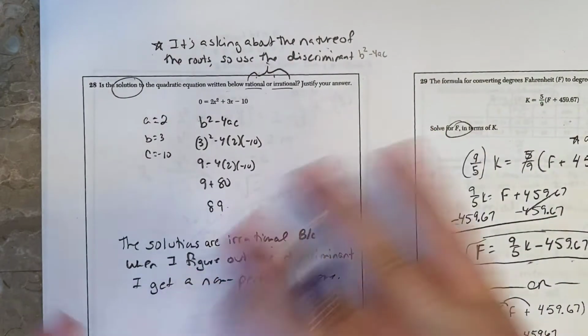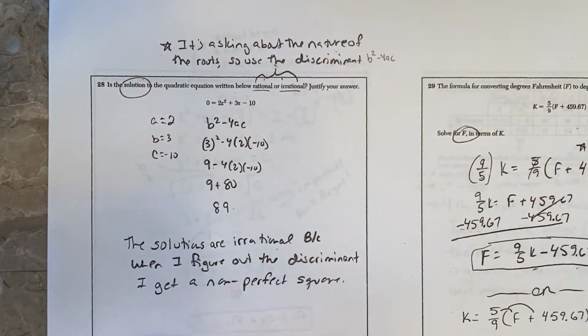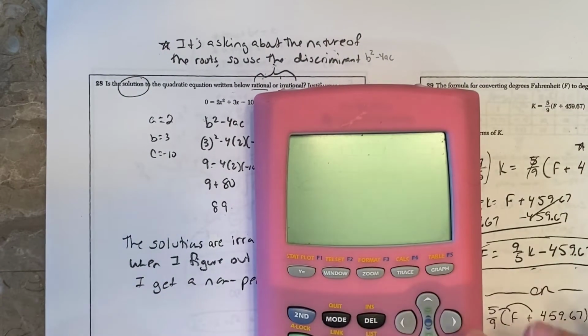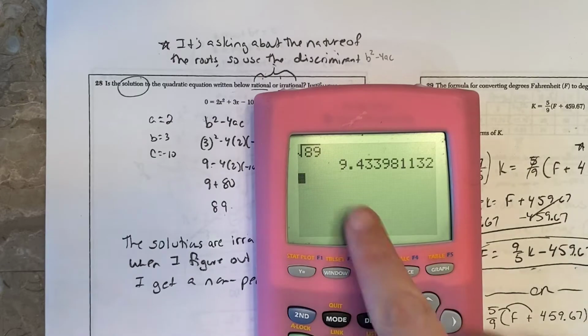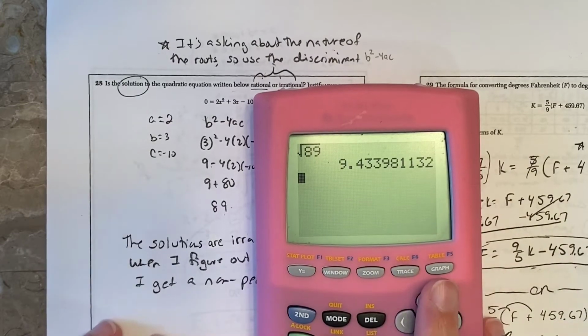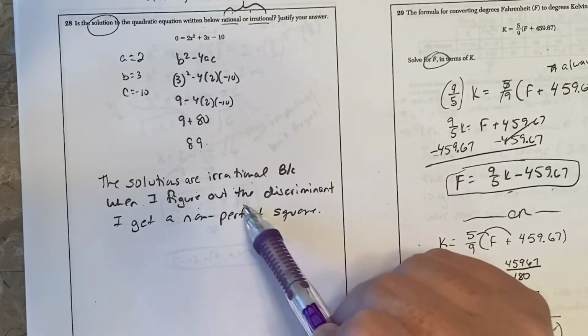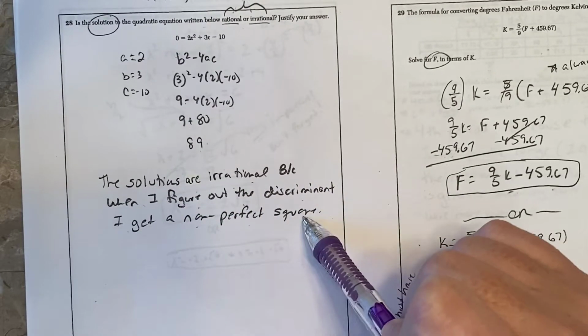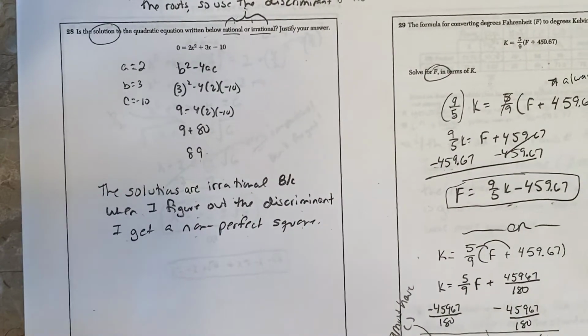So 89 is not a perfect square. That means it would be irrational. Okay, because that would mean if you had it in the quadratic formula and you put the square root over it, you took the square root of it, you get a non-terminating, non-repeating decimal. So here, the solutions are irrational because when I figured out the discriminant, I get a non-perfect square. So this is what you had at. So this is actually a pretty good question. We haven't really seen one like that before.